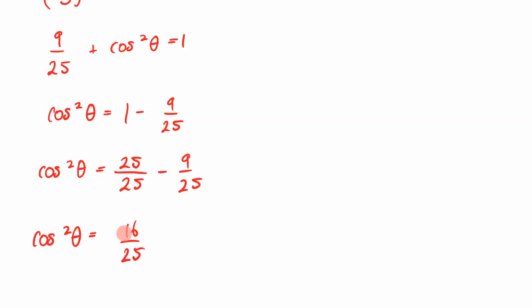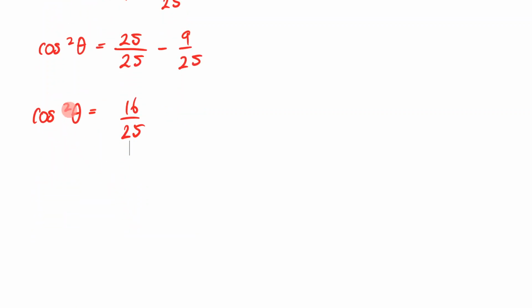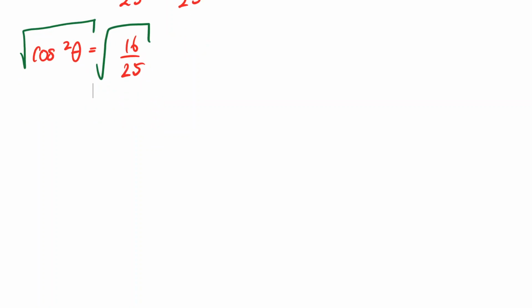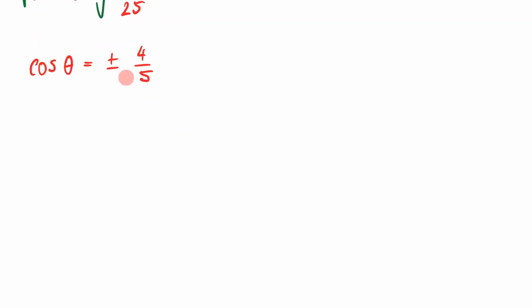Now remember, you're trying to find what cos of theta is, not the square of it. So to get rid of that square, you're going to square root. So we're going to square root both sides here, and here comes the important part. This is going to be cos of theta is equal to plus or minus 4 on 5. So you have to remember it's plus and or minus. Plus or minus 4 on 5.